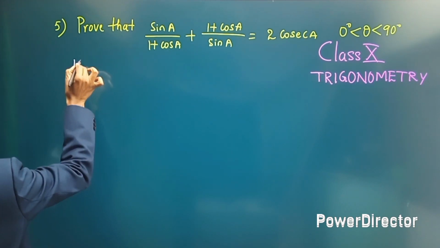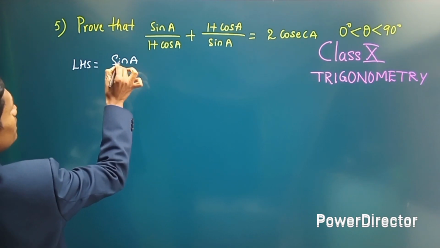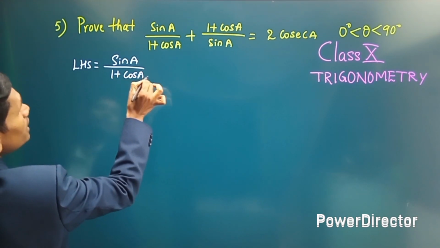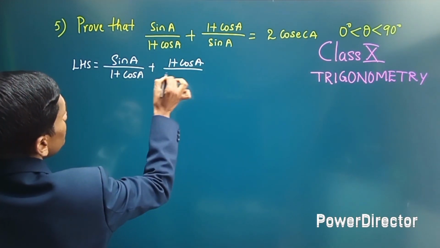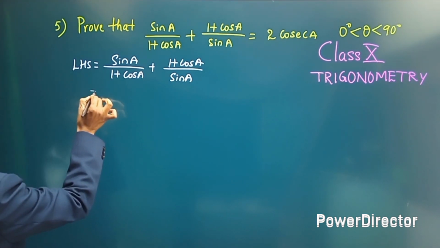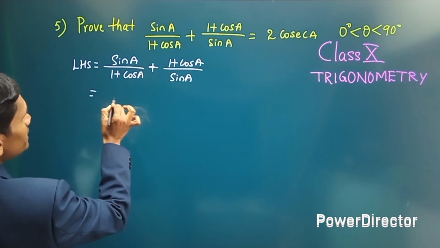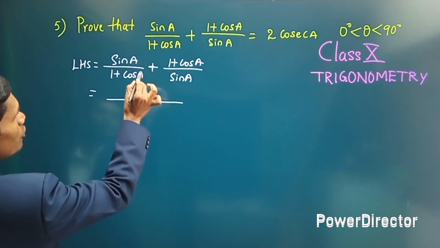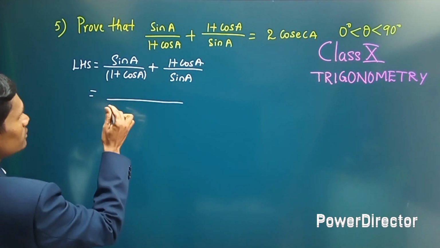What can be done? Here you take LHS first. LHS is equal to sin A divided by (1 plus cos A), plus (1 plus cos A) divided by sin A, right. Now let us go ahead with this. Here a plus sign is there, so take LCM first. If you take LCM, what does this become? This and this both you have to multiply. That will be the LCM because these are different terms.